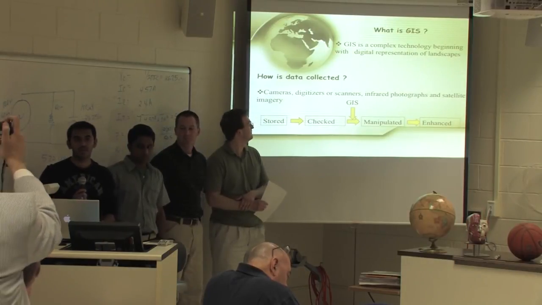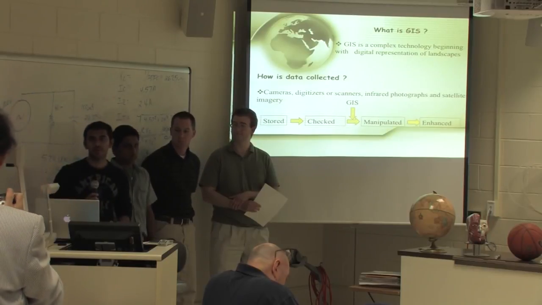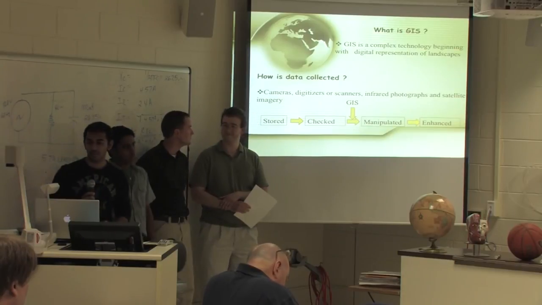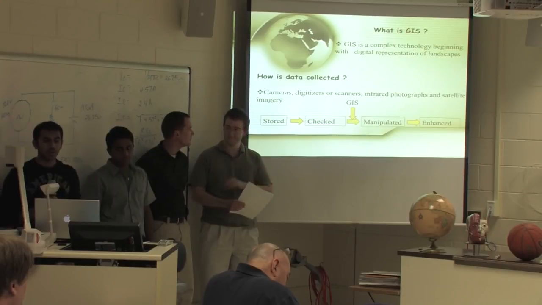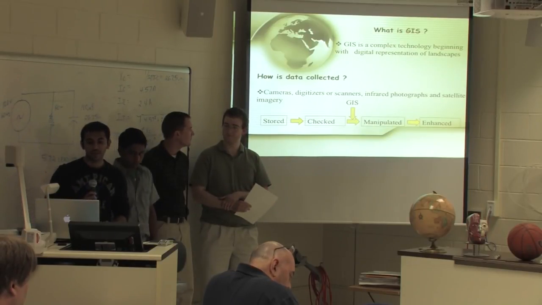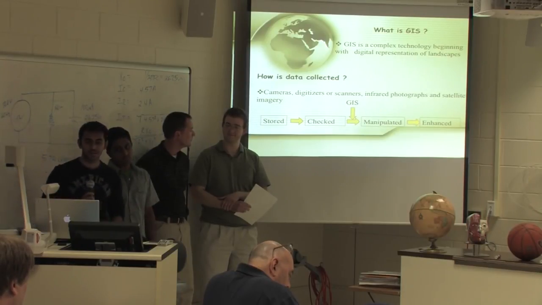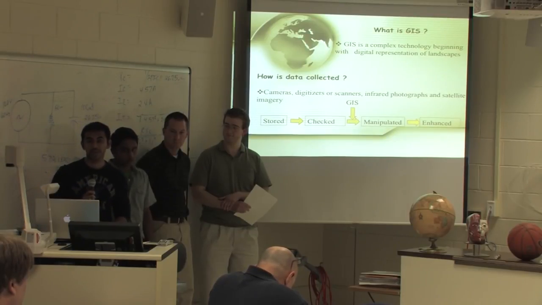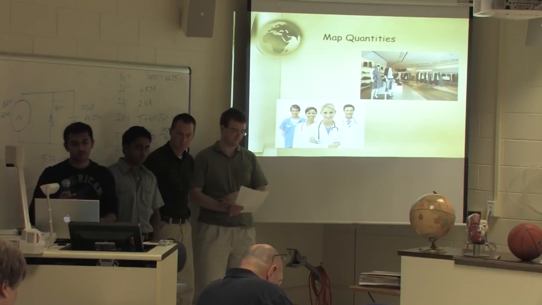So the basic question is, what is GIS? GIS is often imagined to be a simple computer tool to map images, but a GIS is a much more complex technology, beginning with digital representation of landscapes. So how is the data collected? Cameras, digitizers, infrared photographs, and satellite imagery are used to collect the data. Once data is collected, it is stored, checked, manipulated, and enhanced, so that the service is distributed equally throughout the area.